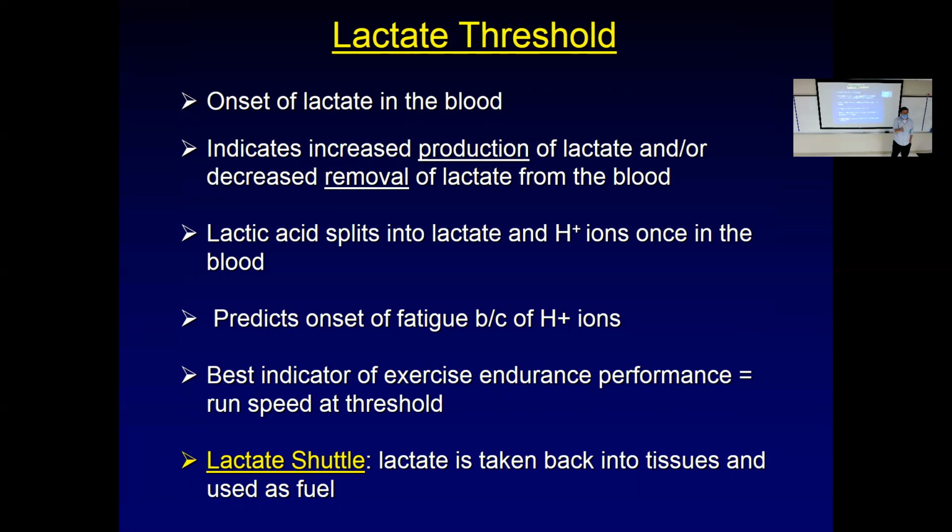And we shuttle it from one place to the next because we're trying to remove it. We don't want it to be in the blood. You can make lactate in your quads, put it into the blood and it may get taken up into your bicep or something, okay? So we want to try to remove it, and shuttling is one of the ways that we can do that.